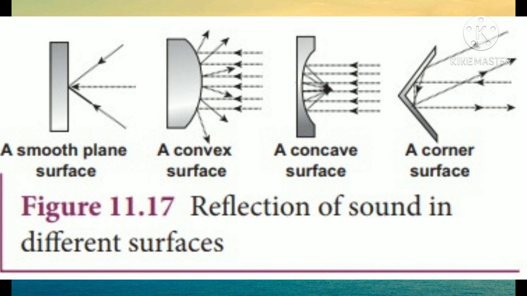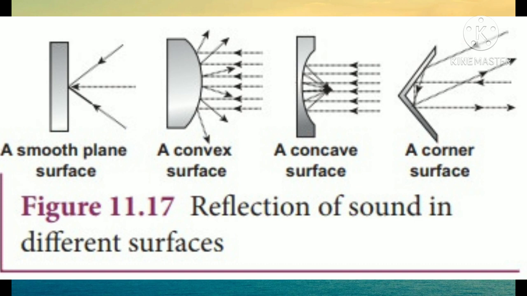In this picture the different surfaces are shown. The first one is the reflection of sound in plane surfaces, a plane smooth surface. When sound reflects from a plane surface, it travels in the given direction and satisfies the laws of reflection. It bounces back in the same medium. The intensity of this reflected wave is neither decreased nor increased. It is the same as the incident wave, and it is reflected back.